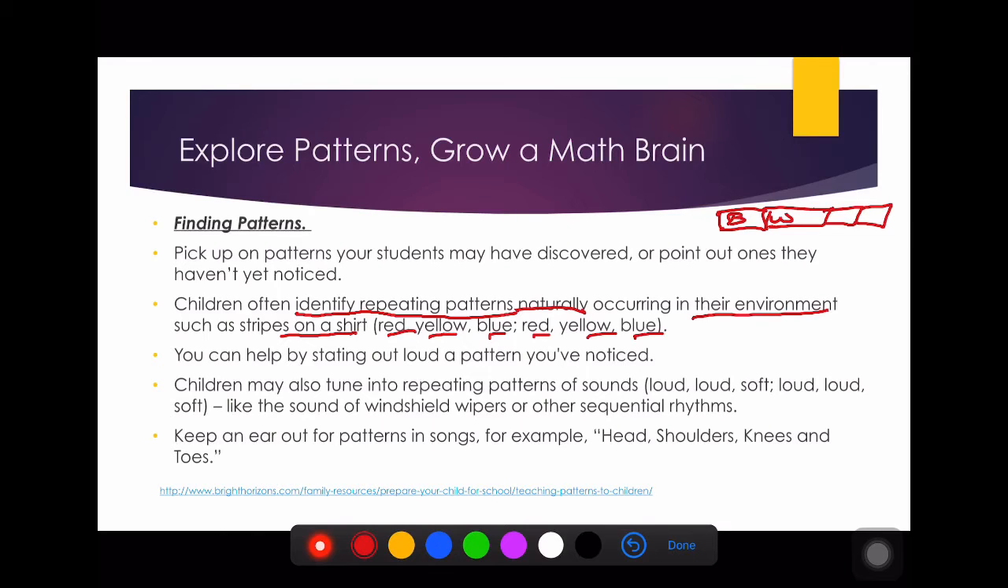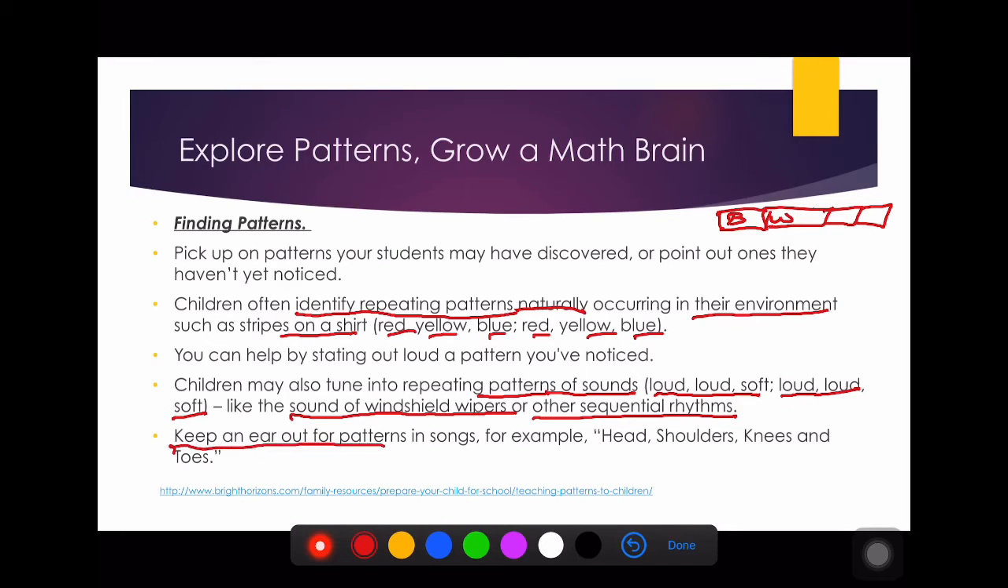Children may also tune into repeating patterns of sounds. Sounds can become patterns as well. For example, loud, loud, soft, soft, soft, loud, loud, soft. Even the pitter-patter sound of the raindrops is a repeating pattern. So is the sound of windshield wipers or other sequential rhythms. If you're using an iPad, for example, you can use GarageBand, where they have the instrument, so you can make a musical pattern. It will be fun, so ask your students to create musical patterns using their iPads and GarageBand as well.